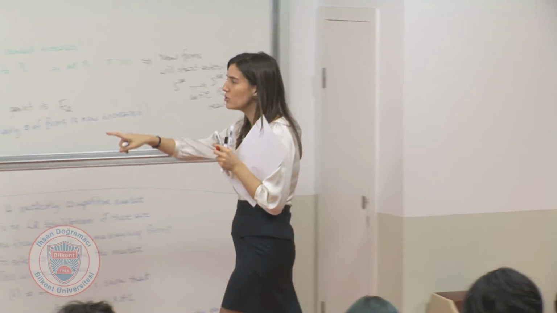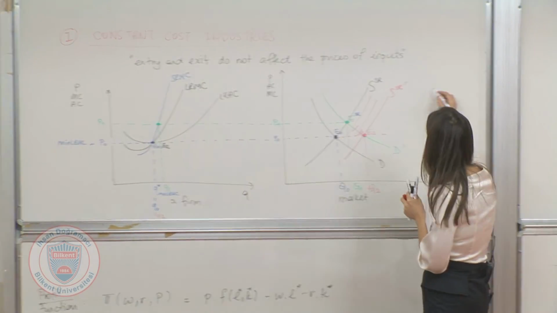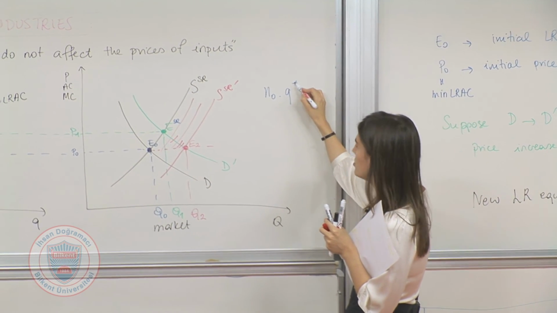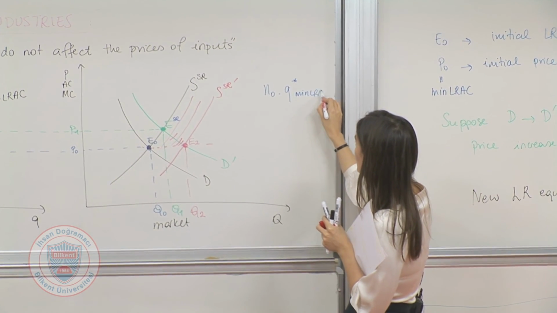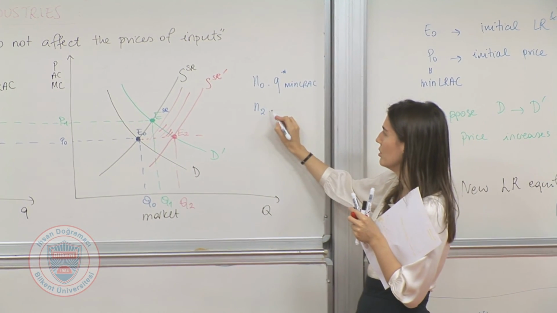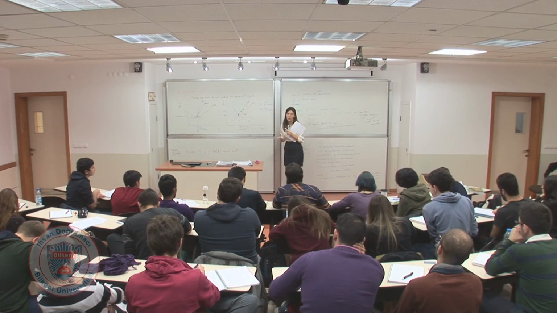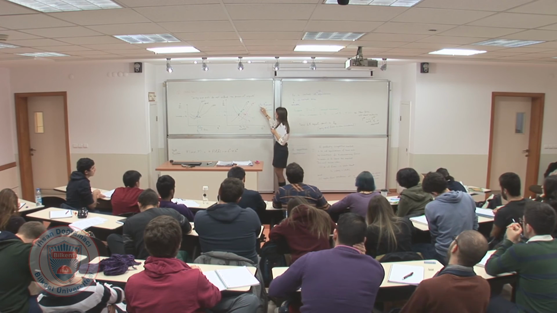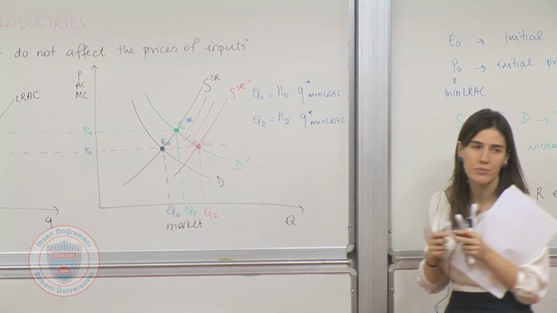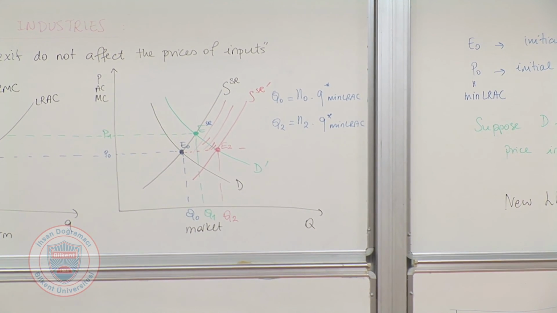So the market quantity has changed, but this did not change. So you can think of it as N0 times Q star, minimum long run average cost. Now there is N1, or you can call it N2, times Q star, minimum long run average cost, okay? So this was equal to Q0 before, this is now equal to Q2, okay? The only thing that has changed is the number of firms, okay?